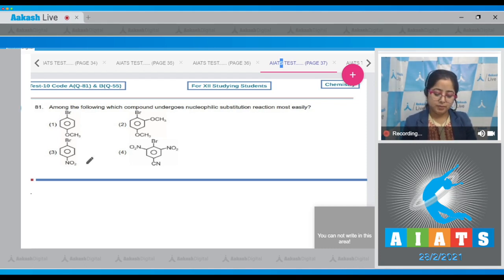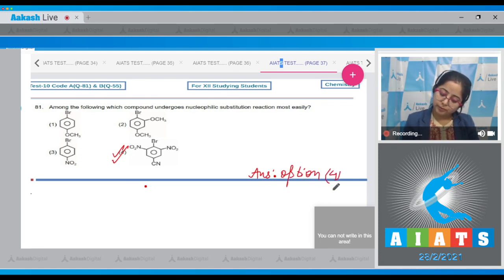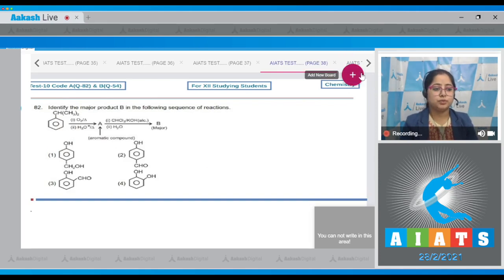So it is very clear that among the following, the last compound, that is the compound given in option number 4, will undergo nucleophilic substitution reaction most readily since the electron density on the ring will be least. So the correct answer is option number 4. Going to next question, which is question number 82.